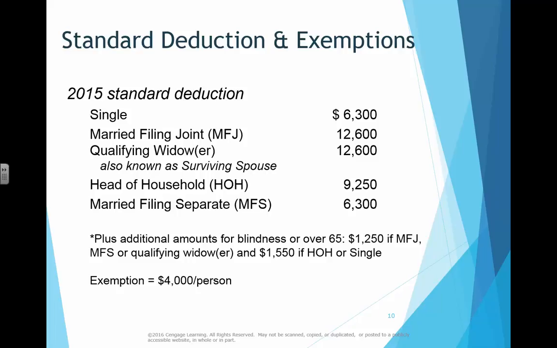She married? No, single. So first off, which of these is she? She's head of household. Do I need to add a number on to get her standard deduction? Sure. Is that number 1250 or 1550? She's head of household. So 10,800, right? And you add that number for each thing. Let's try one more.